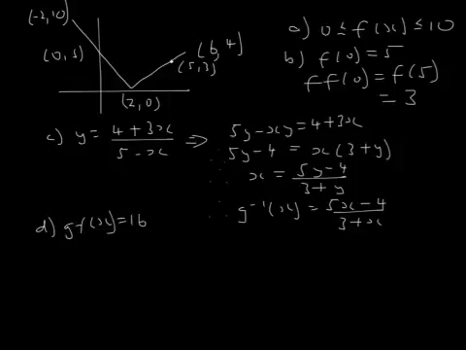Now in part D, we'll need to solve the equation gf of x is 16. So there's some number in here that g of that number equals 16. So g of something equals 16. So what number, when we put it into g, gives 16 as the answer? We could solve that equal to 16: (4 plus 3x) over (5 minus x) equals 16.